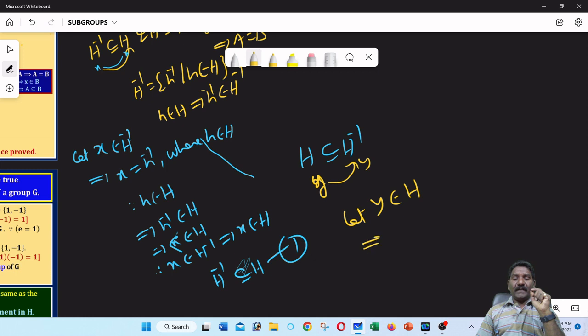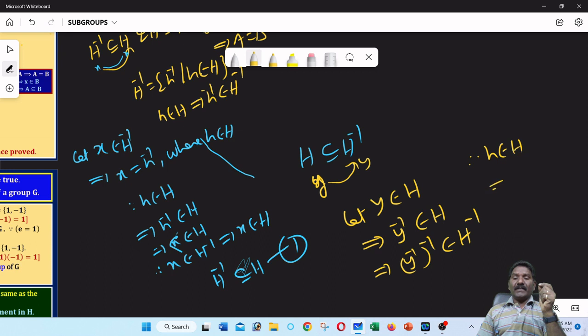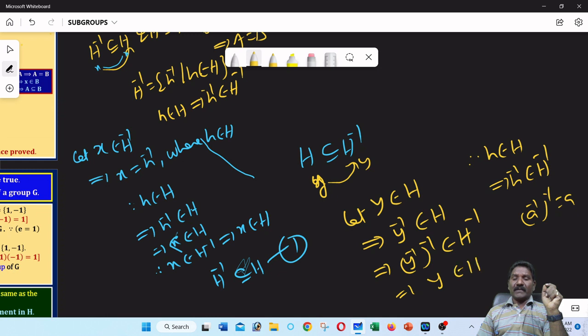Y belongs to H since H is a subgroup of a group G, so H is itself a group. By inverse property, y inverse belongs to H. By the inverse of the complex definition, y inverse whole inverse also belongs to H inverse. Since H belongs to H, this gives H inverse also belongs to H inverse by definition of the inverse of the complex. A inverse whole inverse is A, so y inverse whole inverse is y. This is y belongs to H inverse.